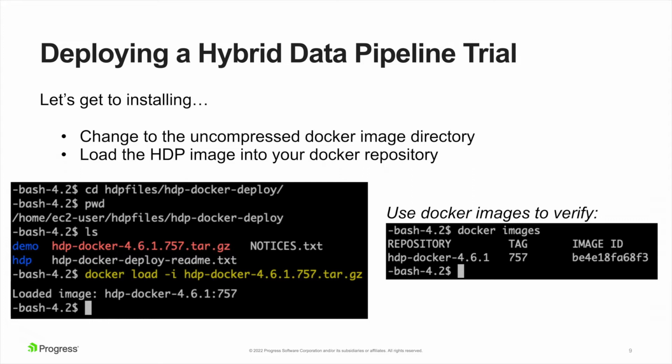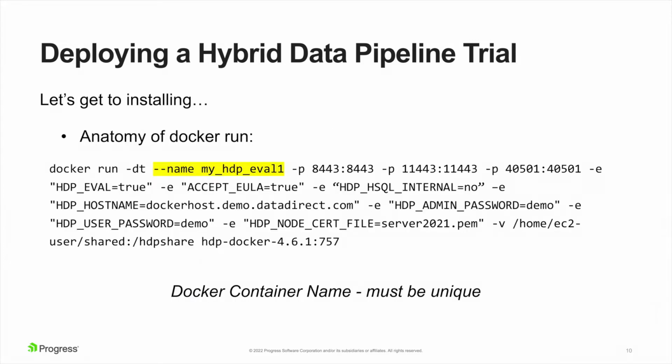So we'll make sure we move into that HDP files and the Docker deploy directory. And from there, we're going to load that right into our Docker repository. So I'm going to do a docker load -i, and it will pull that image right into the repository so that we can then start it.